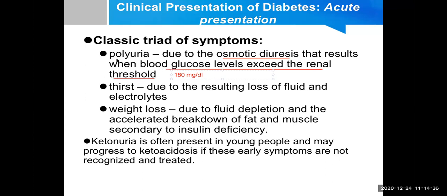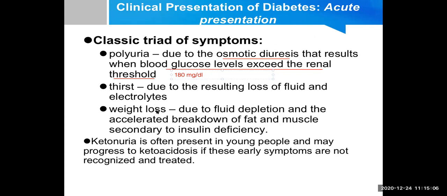So polyuria is a very important feature of diabetes. These patients urinate quite often, and at night they wake up more than 4 or 5 times to urinate, which is not considered normal. When they develop polyuria, they become thirsty. This thirst is because of the resulting loss of fluid and electrolytes. So they drink a lot, and this is known as polydipsia.